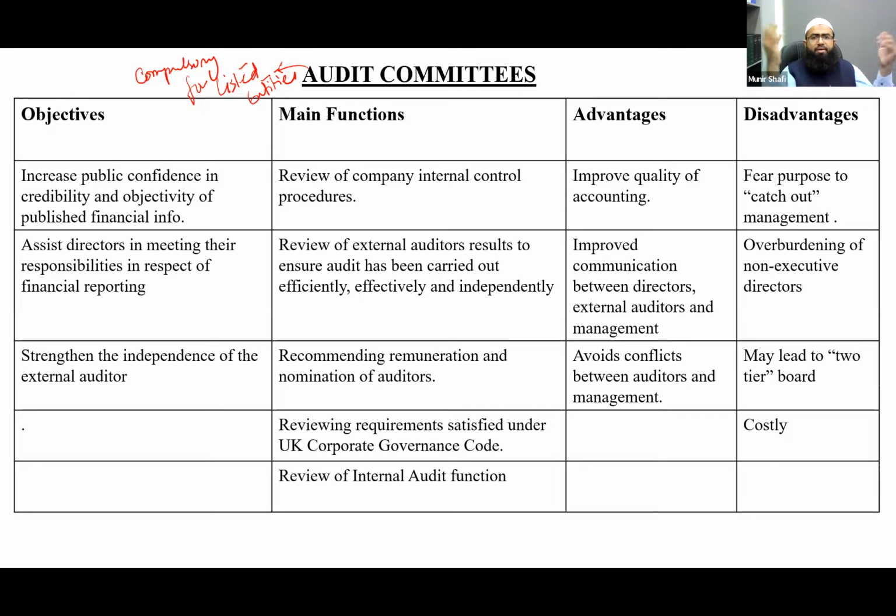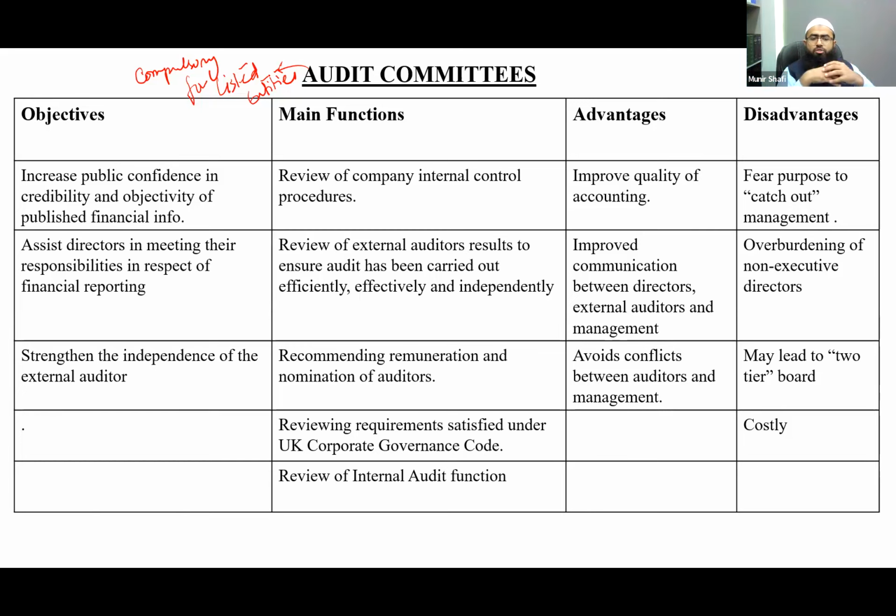For example, any matter is stuck. You're not getting any evidence. Management is not responding to you on any issue, any significant misstatement. They are not responding, they're not rectifying it. The auditor has direct access to the audit committee. The auditor can report it there. And this is the biggest fear for the management.